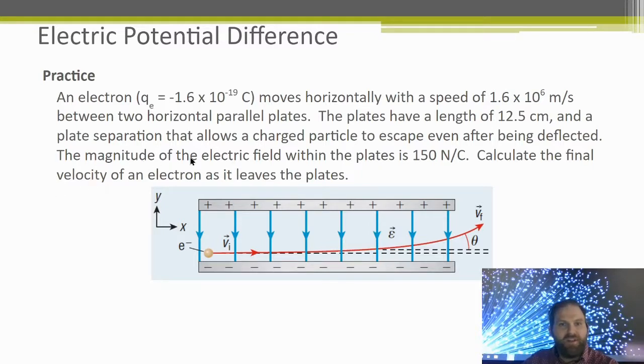The magnitude of the electric field within the plates is 150 newtons per coulomb. And again, we can remember that it is uniform throughout the plates here. So what the question is asking us to do is to calculate the final velocity of the electron as it leaves the plates. So bear with me, I have solved the entire problem on the next slide just to save some time, and we'll work through the answer step by step together.